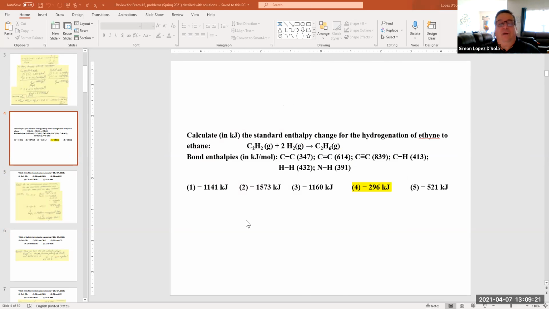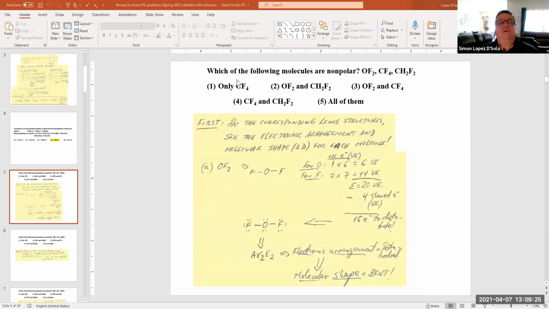Okay, now we have a second question in the review, and that question is the following. Which of the following molecules are non-polar? So we have OF2, we have CF4, and we have CH2F2. So we have oxygen difluoride, carbon tetrafluoride, and difluoromethane. The options are 1, 2, 3, 4, and 5, or all of them.